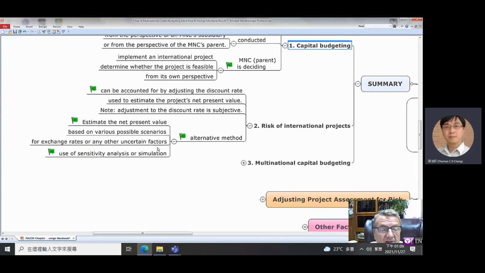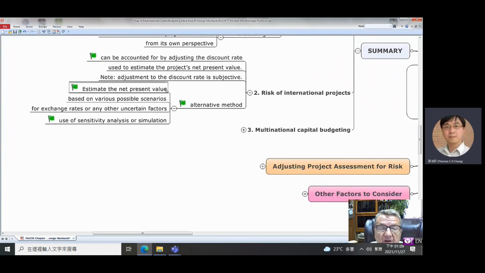Okay. Now, an alternative method on this one is to estimate the net present value, instead of using a discount rate, based on the various possible scenarios we talked about for exchange rate or other uncertain factors. Use sensitivity analysis or simulation. So I'm making those adjustments and seeing what happens. If you make too many hypotheticals, you're going to lose it. It's going to be just too complicated. Look at the main ones that you think are going to happen.